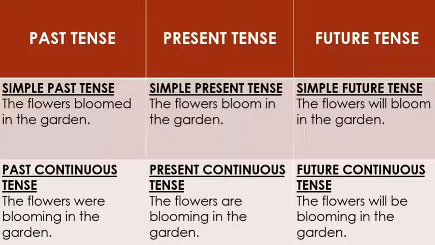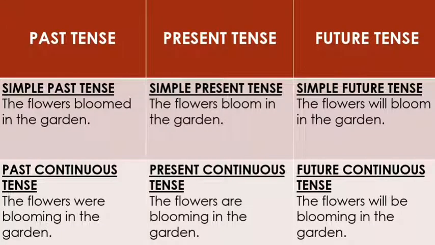In simple present tense, the sentence is: The flowers bloom in the garden. Here flowers is plural, so with a plural subject we don't add s or es to the verb. That's why we have written bloom. In simple future tense, the sentence is: The flowers will bloom in the garden. Here will is the helping verb. Then we have written the first form of the verb and then the object. The object will remain the same.